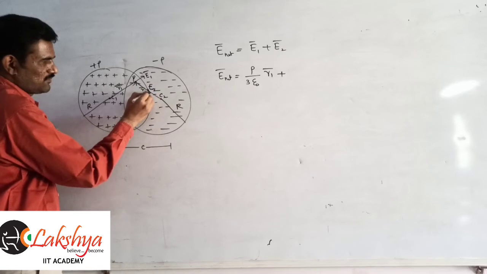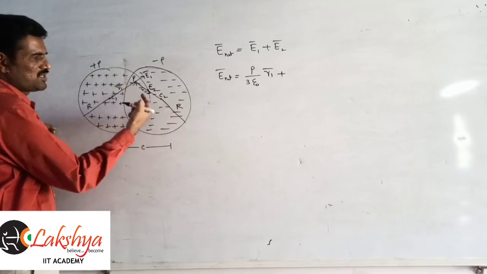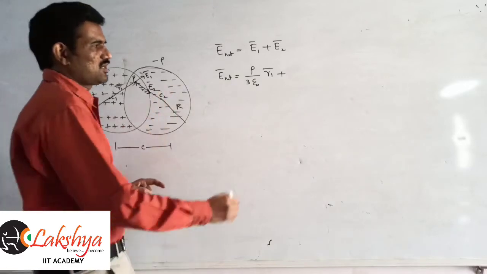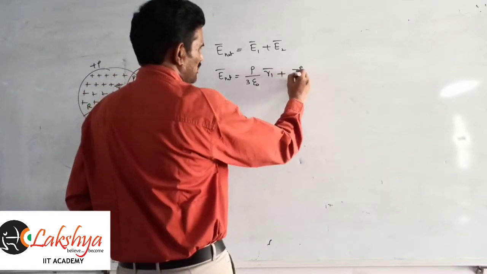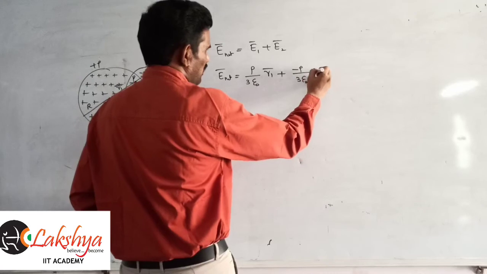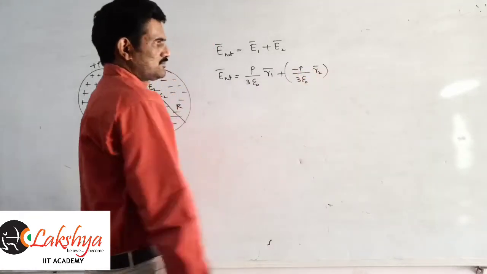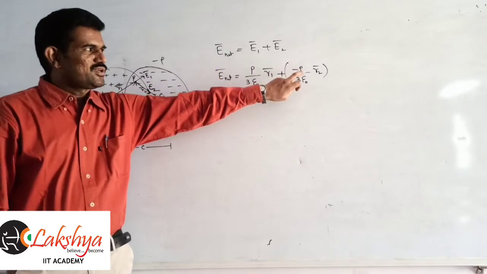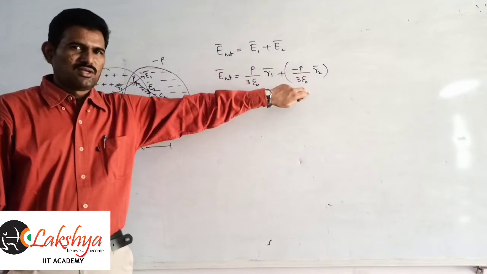R2 bar is away from the center. E2 bar will be towards the center. That's why we need to take the negative sign there. So minus rho by 3 epsilon naught into R2 bar we can write. That is our E2. So whenever this negative charge density is there, you need to remember this point here. So you need to take the negative sign in vector form.